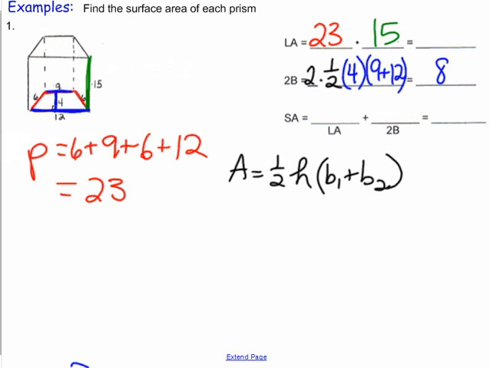Oh, I didn't do the lateral area. So that's going to be 23 times 15, which is 345. Okay, so now I'm going to say the lateral area, 345, plus the area of the two bases, which is 84. And when we add that all up, we get 429 units squared.